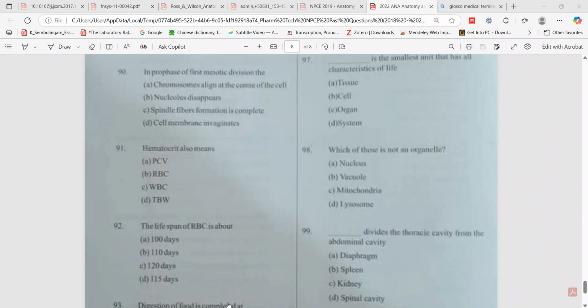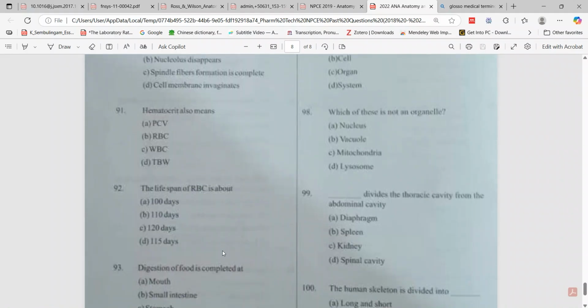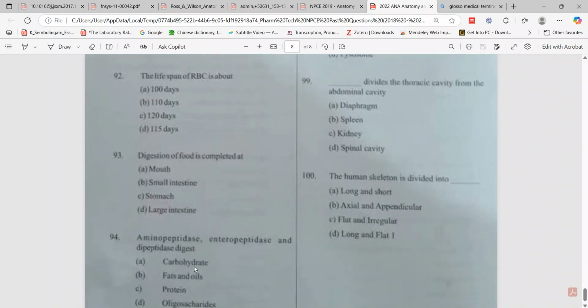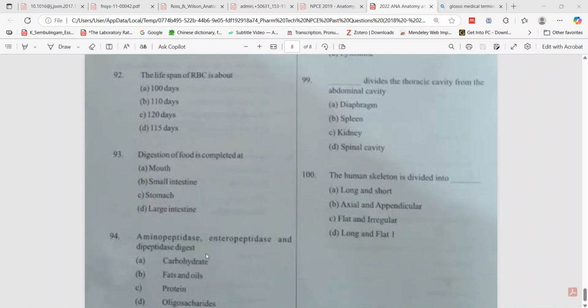91. Hematocrit also means packed cell volume, PCV. 92. The lifespan of red blood cells is about what? 120 days. Okay.